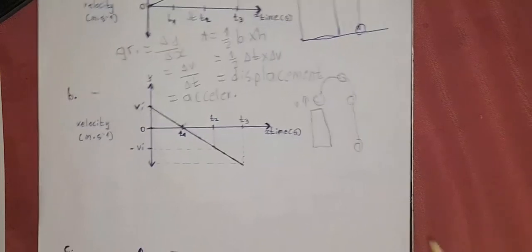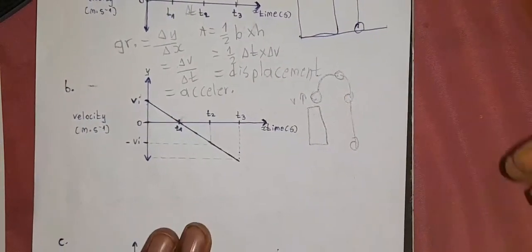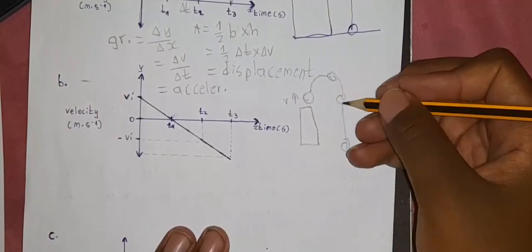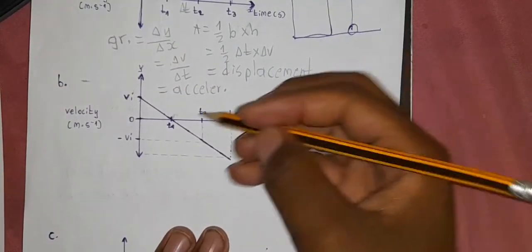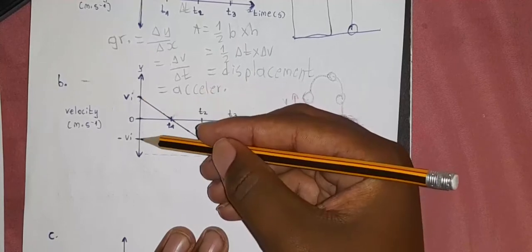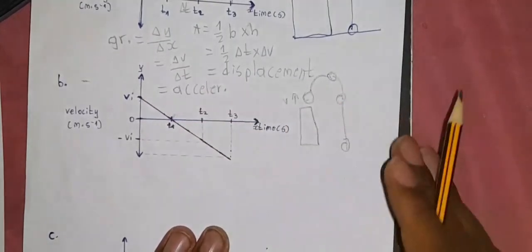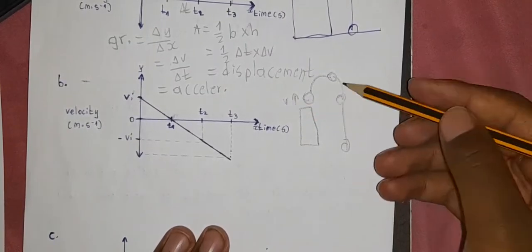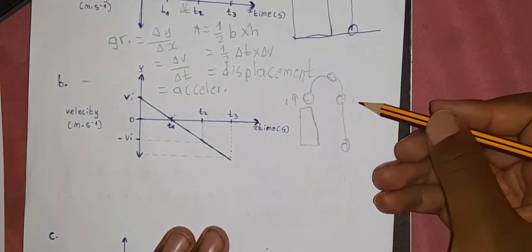I was busy explaining this here. When we throw the stone upwards, it will reach a maximum height and then return to where it was thrown. So the velocity here will be the same as the velocity here, but in the opposite direction. If it left at 10 meters per second, then here it will have negative 10 meters per second.